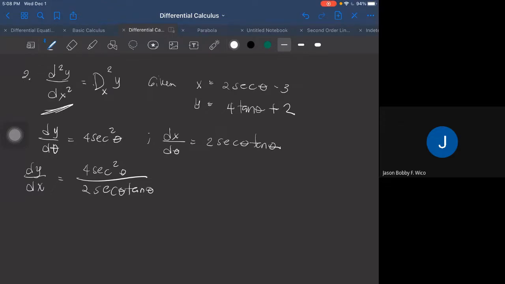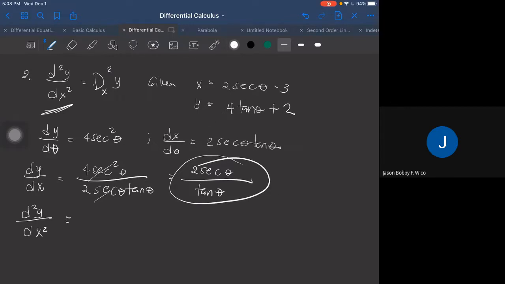Okay, and you can still simplify this. You can cancel the secant, secant sa baba. So you're left with a single secant theta, and then you have tangent of theta. Okay. So this is your first derivative. How do we proceed with the second derivative natin? So we derive our first derivative.